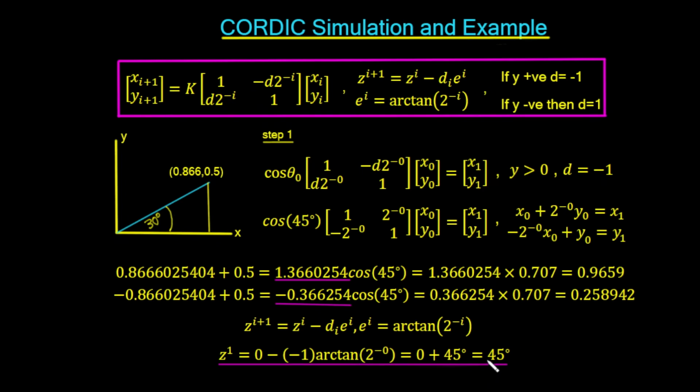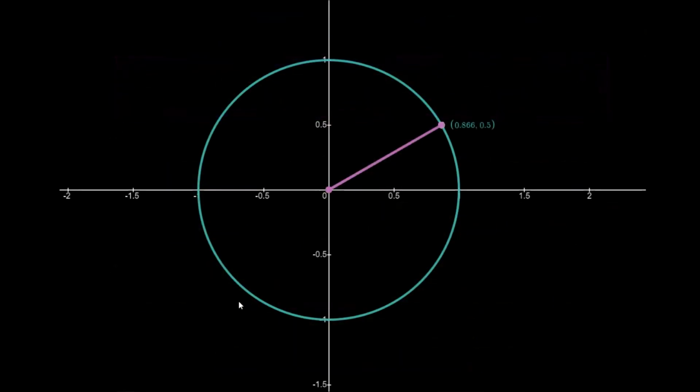So let's go and have a wee look at this in the graphical calculator. So we have our circle here in blue, and we have our vector here in pink, and the point at the end is 0.866, 0.5, and we're trying to find this angle here. So this is our theta. Now we're going to start off by checking that the value y is positive, which it is, so therefore we're going to have to rotate this.